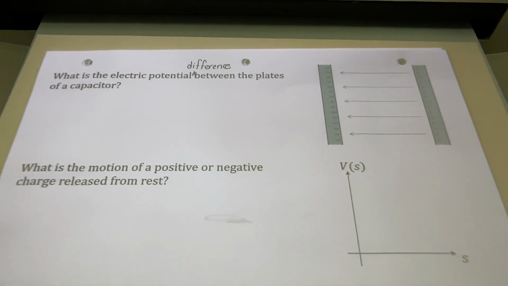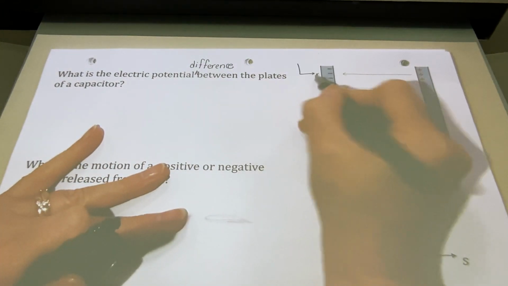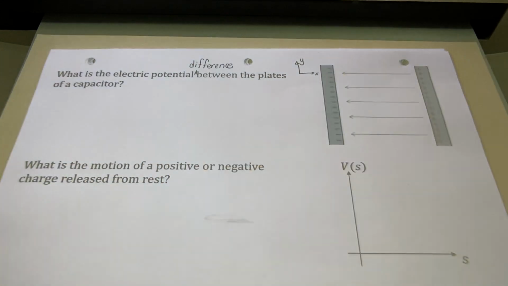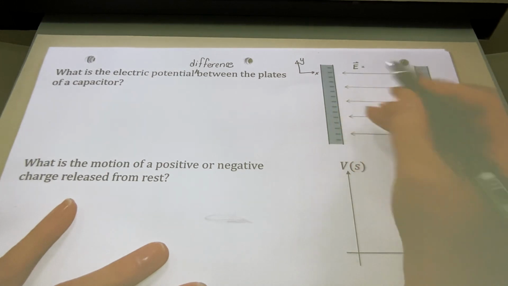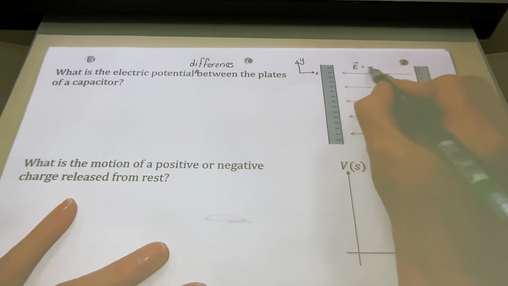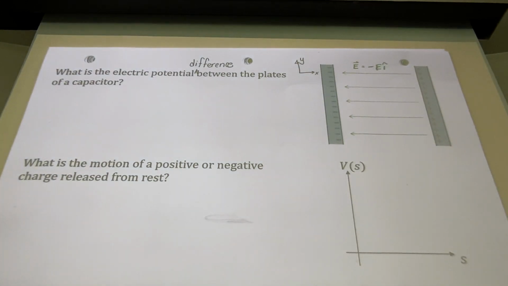So let's think about what we have for our capacitor. Our picture shows the electric field. I'm going to put on a coordinate system of x and y, because my electric field is a vector and I'd like to be able to put it in with vector notation. So my electric field is minus the magnitude of the field in the x direction. So everything is in the horizontal there.